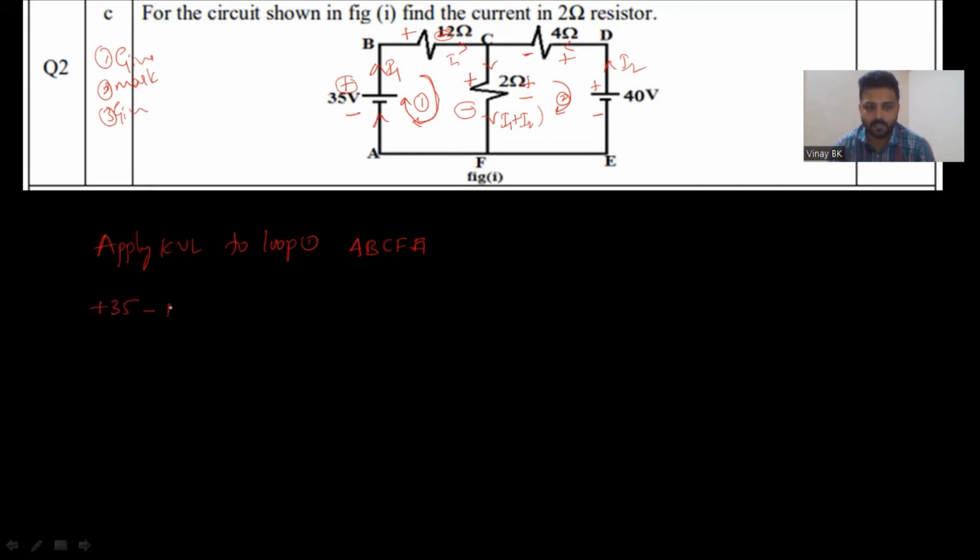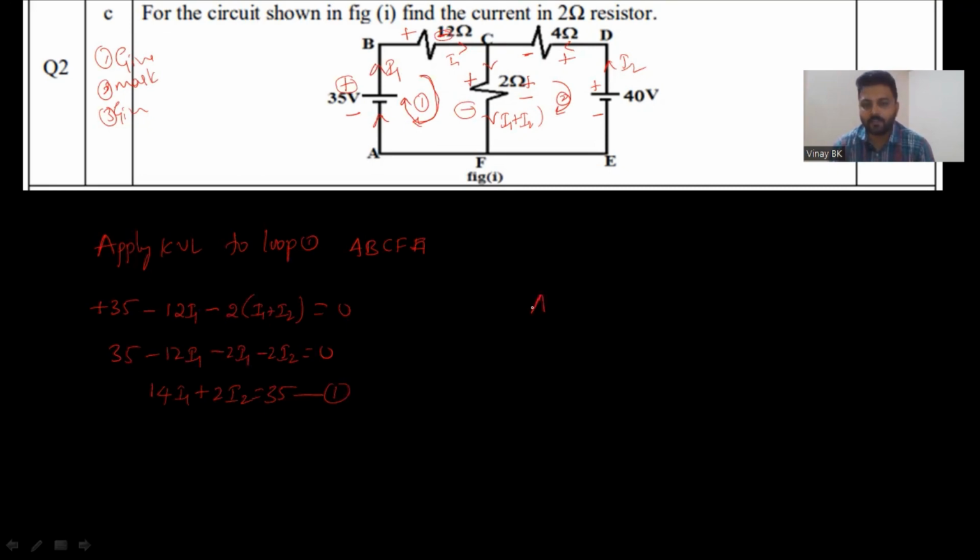minus 12 into I1, since I1 is flowing. Similarly, minus 2 into I1 plus I2, as the current I1 plus I2 is flowing here, equals 0. Then I'll rearrange: 35 minus 12 I1 minus 2 I1 minus 2 I2 equals 0. Then you can rewrite 14 I1 plus 2 I2 equals 35. This is equation number 1 from loop 1.